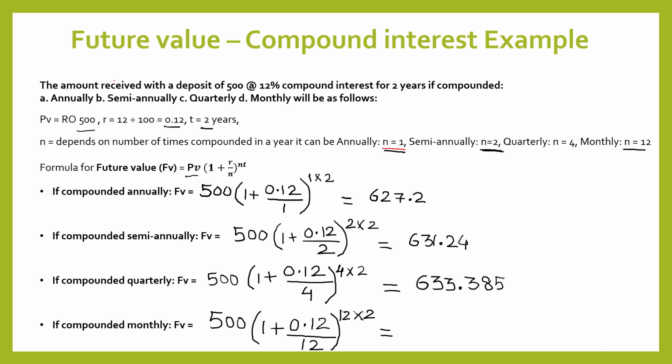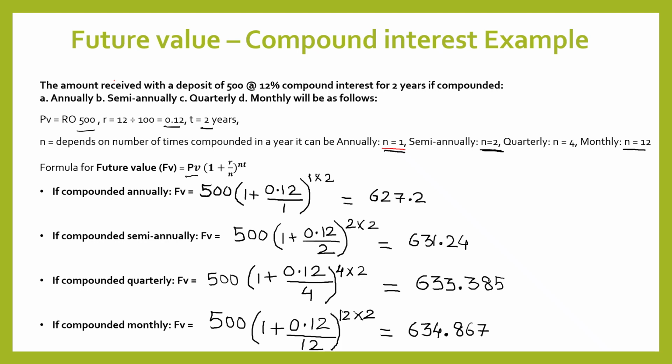So again, take your calculator and type 500 into bracket 1 plus 0.12 divide by 12 bracket close power of 12 multiplied by 2, that is 24. So we will get the answer 634.867. So this is how we calculate the future value if the interest is compound interest.